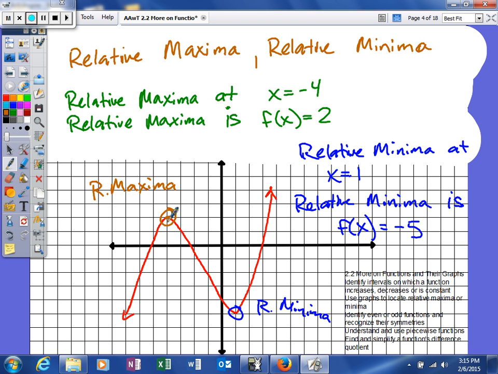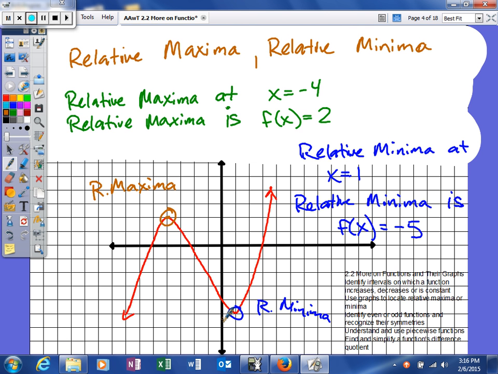So it could ask you different things. It could say the relative maximum is at what point, and you would give the x coordinate, and then the relative maxima is, and that's the y coordinate. Same thing, we're talking about relative minima. Okay, it's the lowest point on your graph relative to any other point around it. So your relative minima is going to be at the x value of 1. So this is where it occurs, and the relative minima is, that's going to be asking for the y value. So what is the relative minimum value? And you can see it's -5.